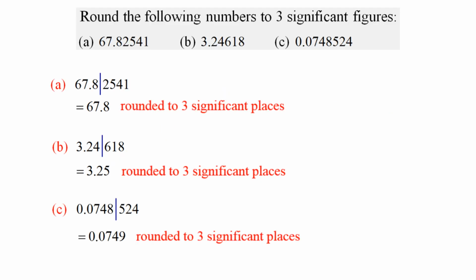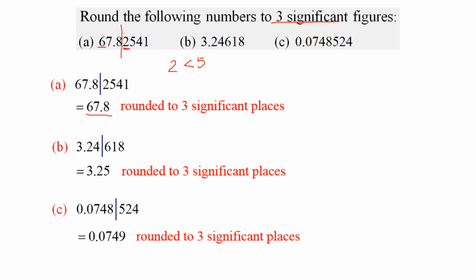And round the following numbers to 3 significant figures. Actually, it is the same procedure, but here there is a small difference. We need to count from the integer part. So 1, 2, 3. So 3 figures are enough. So take the next number, which is 2, and compare with 5. 2 is less than 5. So you just consider only the 3 figures, 67.8.